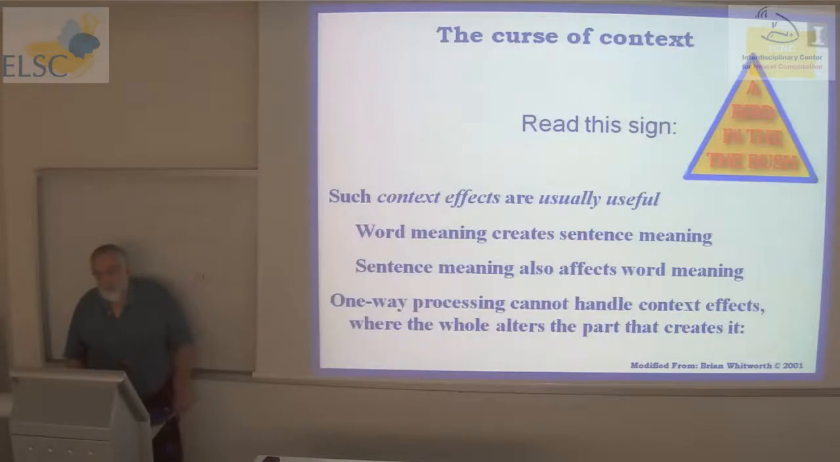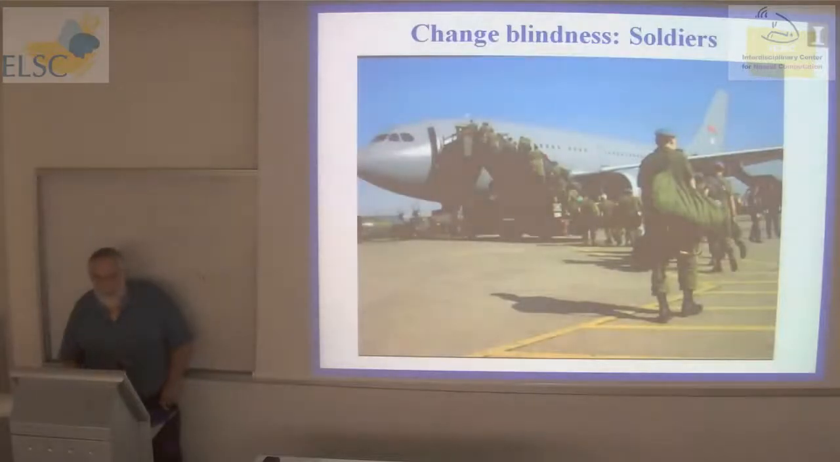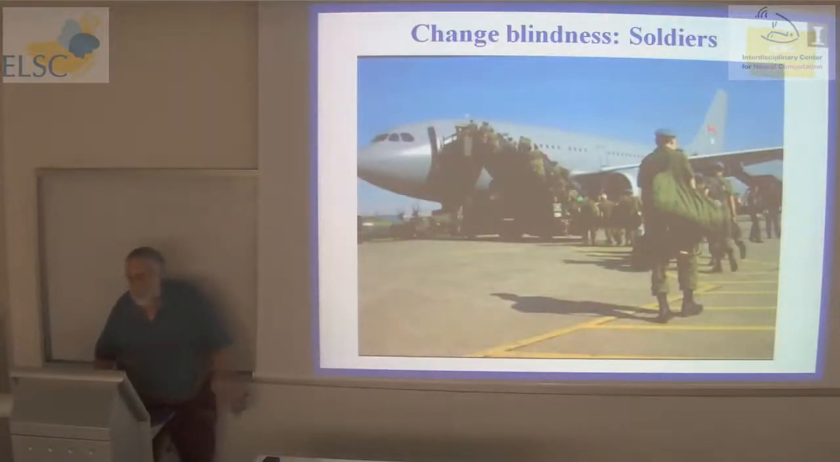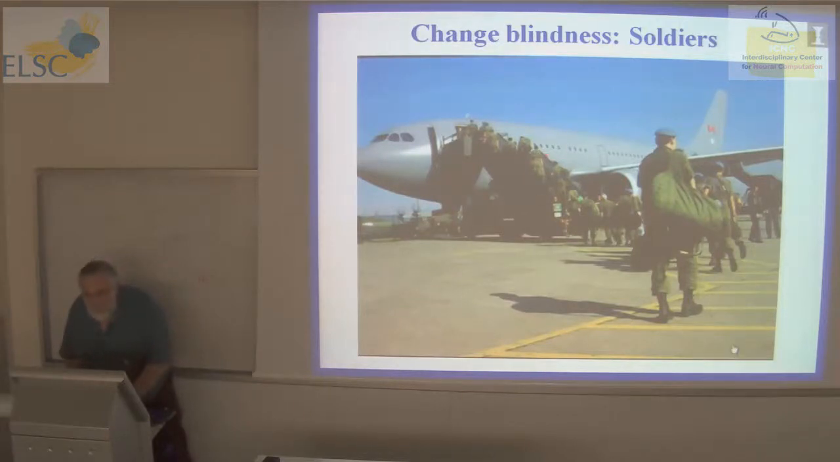Such context effects are usually useful, as the one demonstrated here: word meaning creates sentence meaning, and sentence meaning also affects word meaning. One-way processing cannot handle context effects where the whole alters the path that creates it. And this is just an example that people probably know. I don't know why it doesn't work here.